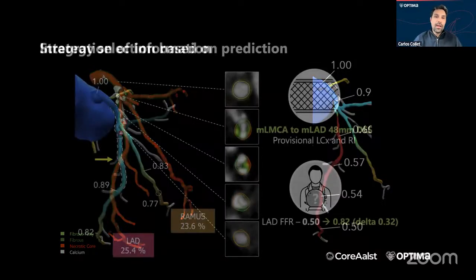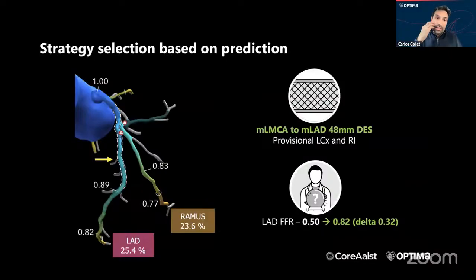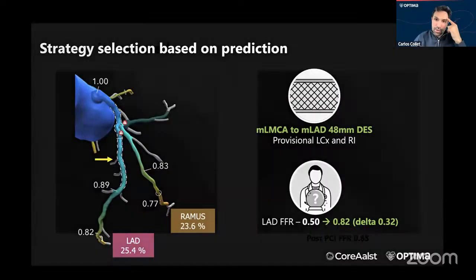And again, you can mimic the PCI in this case. Okay, what would happen if I put a 48 coming from the left main to the mid LAD? Well, basically you will be increasing the flow and putting that patient above the ischemic threshold, 0.82 in the distal part of the LAD, and that basically will certainly make the patient feel better.